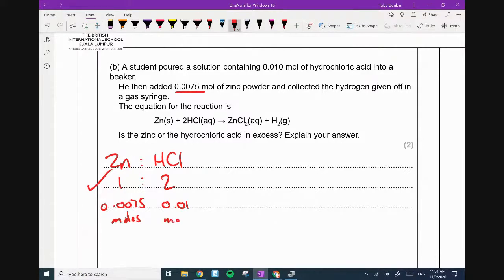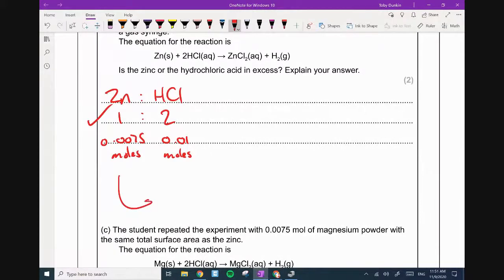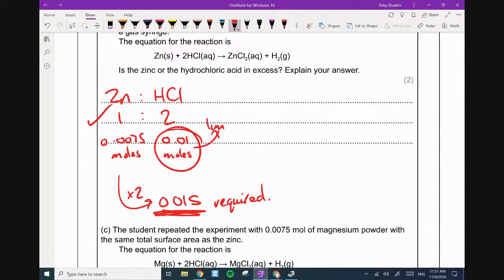Now, at that point, you still haven't gained the 2nd mark. What you then needed to do was to say, well, hang on a sec, I needed twice the amount of, if they're asking which one's in, I've just chosen zinc. If I do 0.0075 times 2, I get 0.015. So I needed that much HCl. That was required. And it is simply the case that we haven't got enough. So this is limiting. Therefore, the zinc was in excess. 2nd mark, zinc in excess.